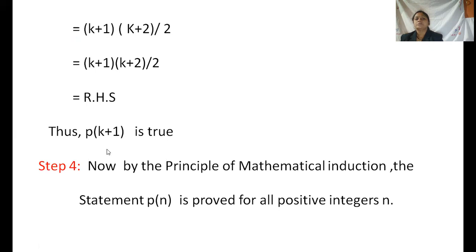Therefore k plus 1 into (k plus 2) upon 2 is equal to RHS. Thus P of k plus 1 is true. Now next step number 4. Now by the principle of mathematical induction, the statement Pn is true for all positive integers n.